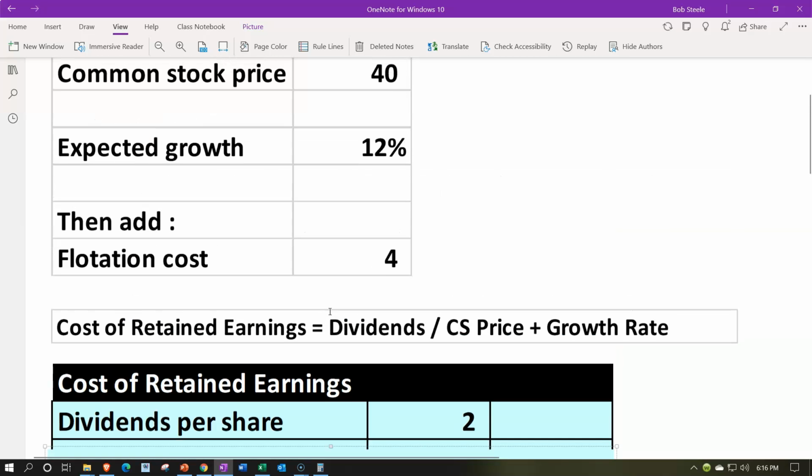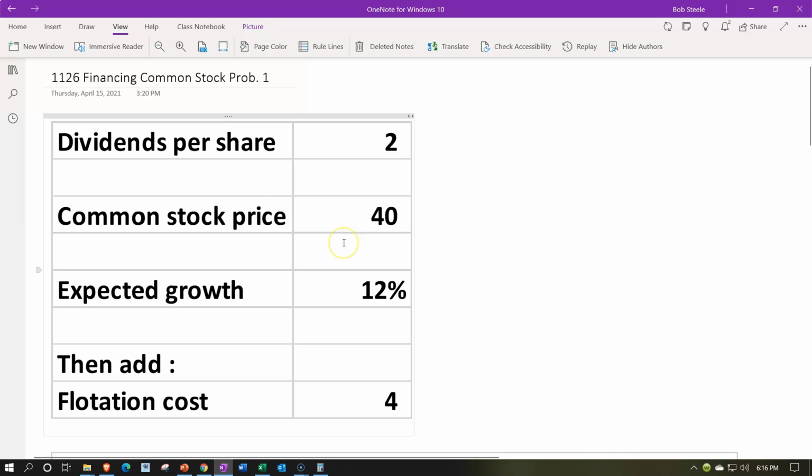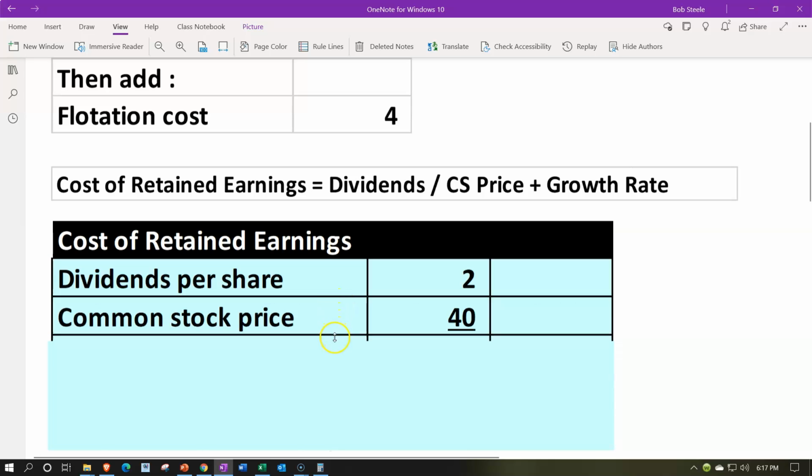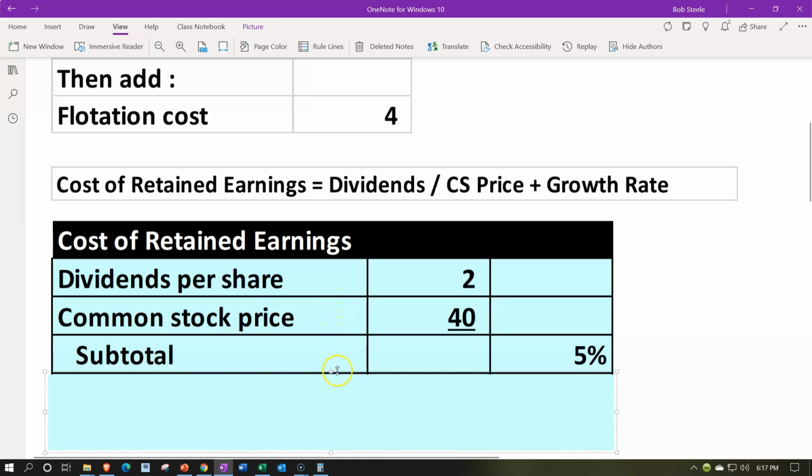We're going to say that in order to get the money, it's going to be $40 per share. So in order to get that, we're going to have to pay $2. That $2 is going to be an annual thing, because we're going to assume that's our annual dividend of $2. So we're going to take the $2 over the 40. So 2 divided by 40 is going to give us our 5%. So that's going to be our 5%.